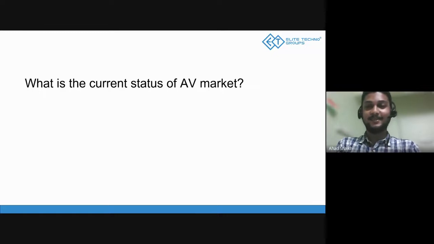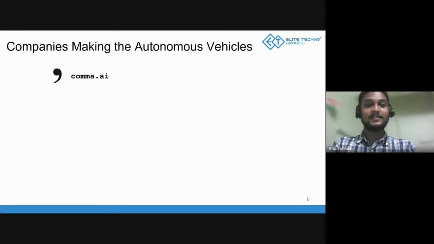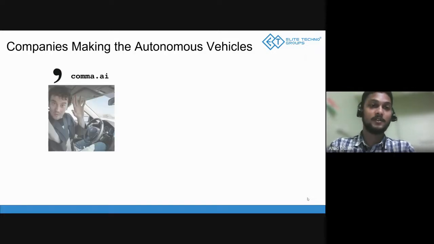I see you guys are very excited to know that. So the first thing we will talk about is some not very big players, some small players which are there. So there is Comma AI. Comma AI are not manufacturers of vehicles, but they provide components and make the technology for autonomous vehicles.